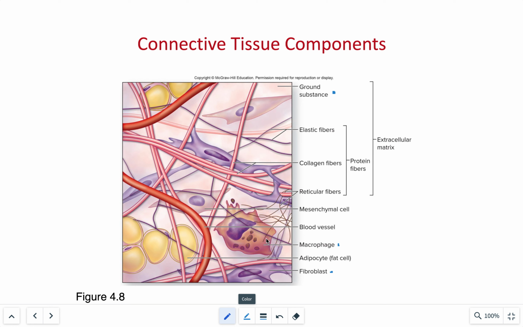Their job is to engulf pathogens or destroy damaged cells that may enter into the tissue. The next one is the adipocyte or fat cells. These adipocytes contain a single nucleus located here inside of an enormous lipid droplet. Their nucleus, organelles, and cytoplasm are all squeezed to one side.